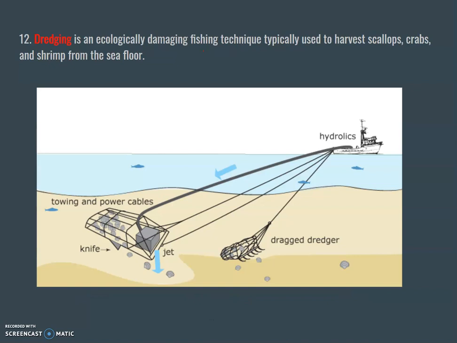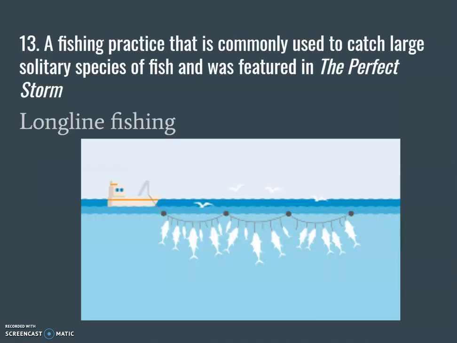For 12, dredging is the ecologically damaging fishing technique typically used to harvest scallops, crabs, and shrimps from the sea floor. So we drag that along and it uproots the bed of the ocean. The fishing practice that is commonly used to catch large solitary species of fish and was featured in The Perfect Storm is long line fishing. So putting out those long lines with bait on it to catch fish.